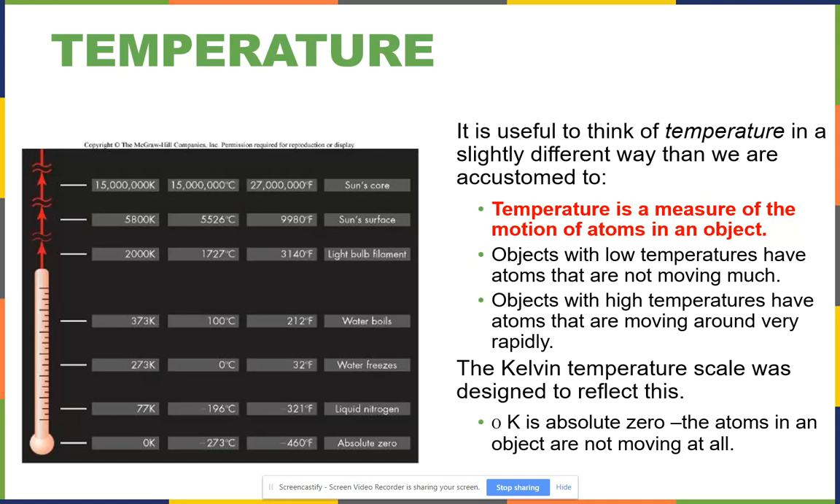A light bulb filament is around 2,000 kelvins. Light bulb filament, that's this baby. The sun's surface, about 5,800 kelvins. And then you go to the core of the sun, about 15 million kelvins. It's really hot in the sun.